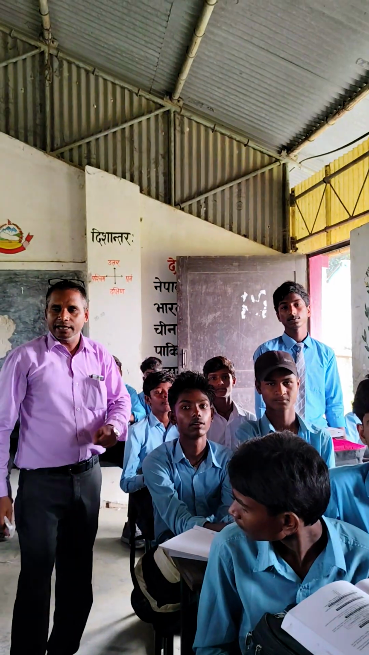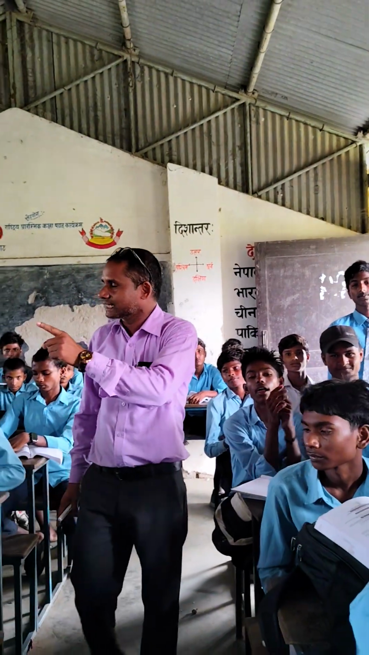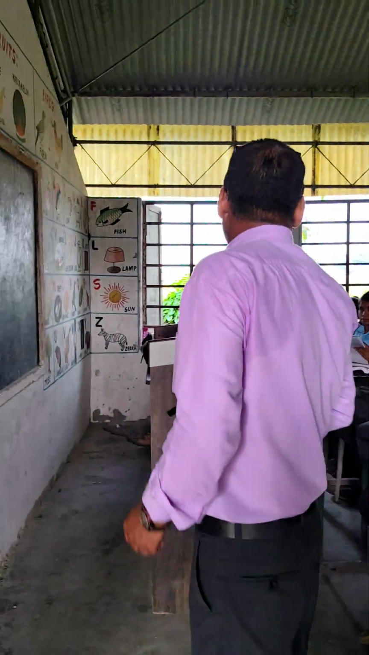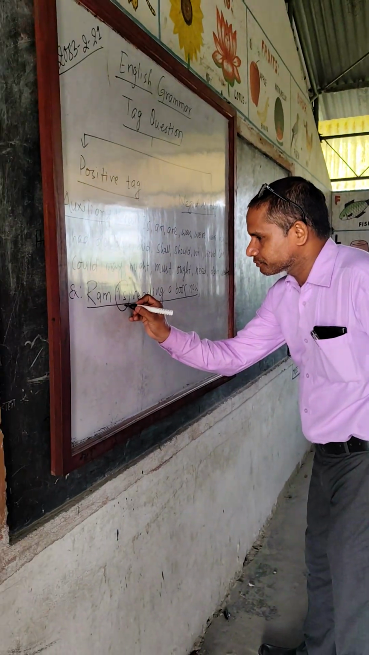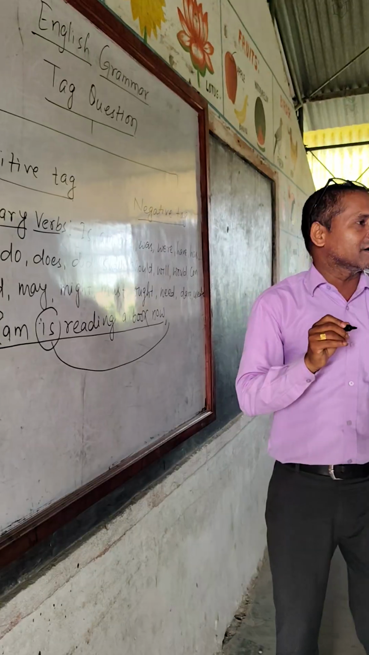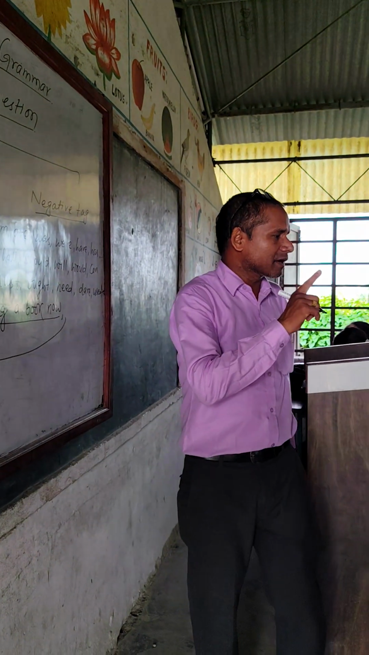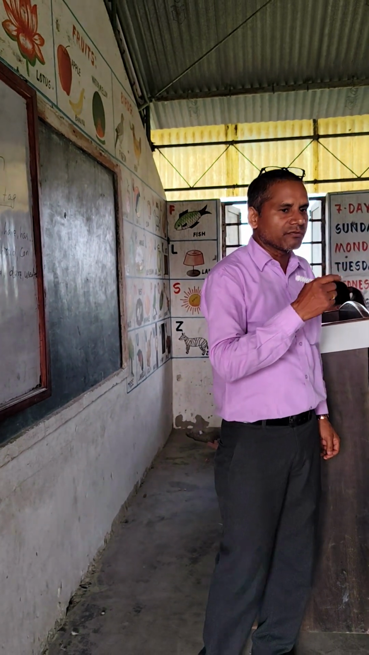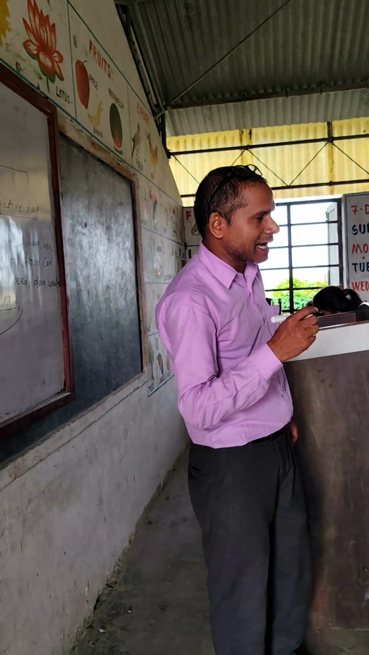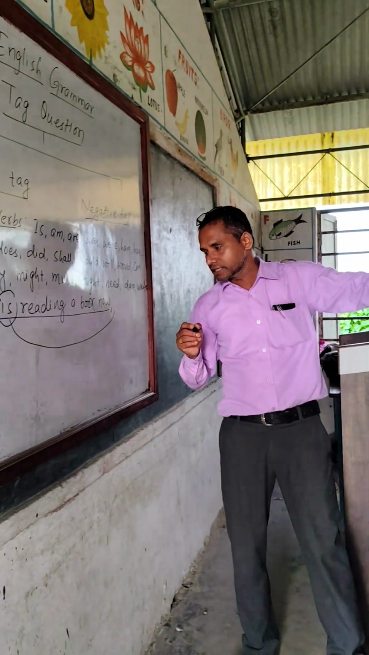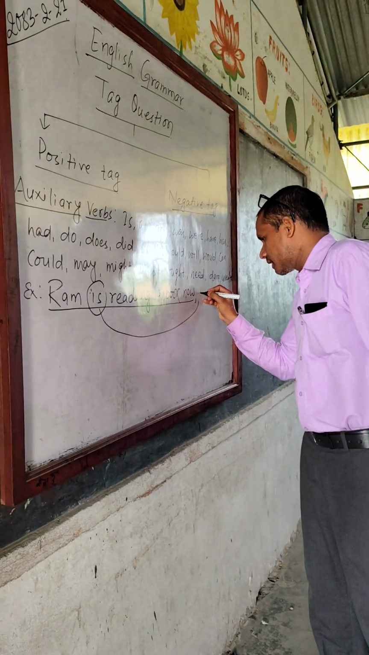Positive. Very good. If the statement is positive, then the tag question is negative. Then we have to put "is" here. Is plus not is equal to isn't. That is known as a contraction form. Contraction form means short form. Then isn't.